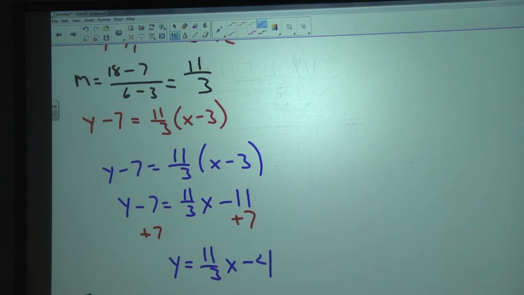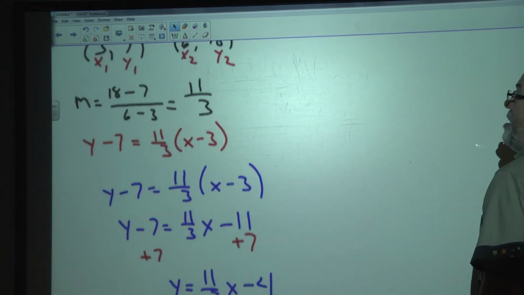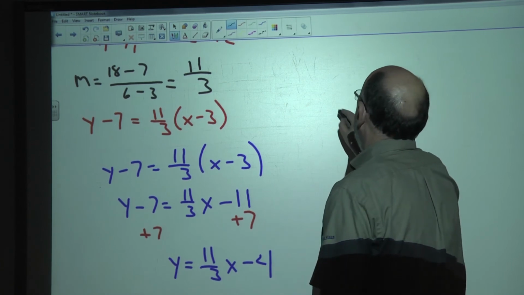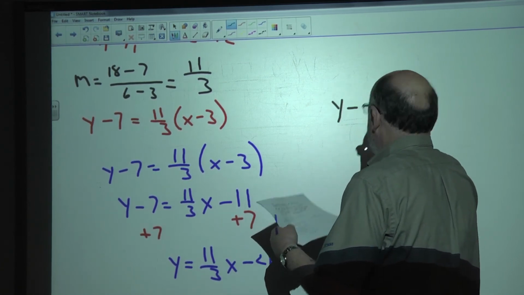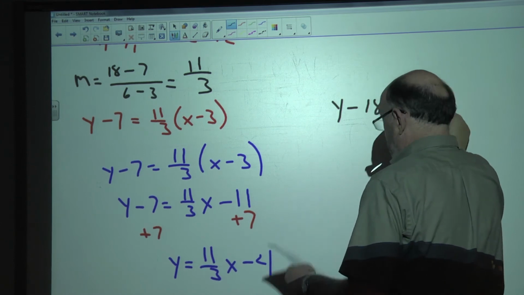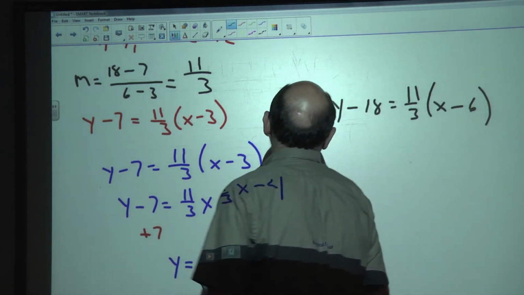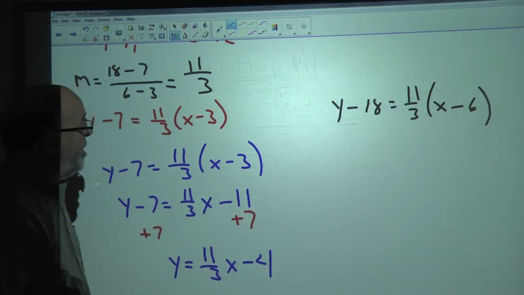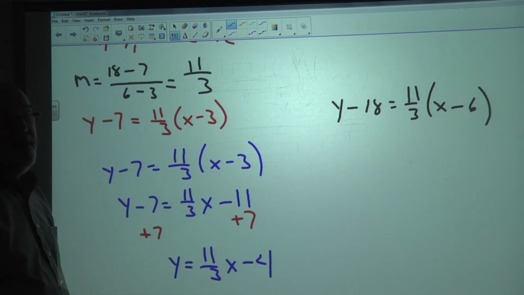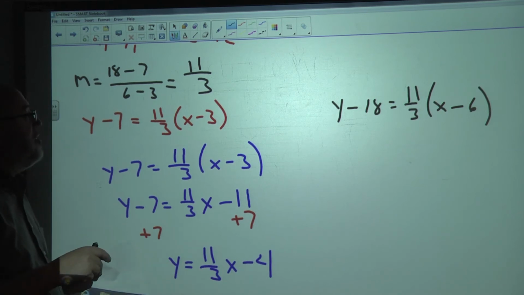Okay? Now, if I did it using the other point, okay? So if I did it using that other point, 6,8, and I went through this process, we would have y minus 8 is 1/3 x minus 6, okay? And if I rearrange that equation and solve for y, you should end up with exactly the same equation we have here. And I'll leave that for you to check, but you should be able to find out that they come out to be exactly the same, right?